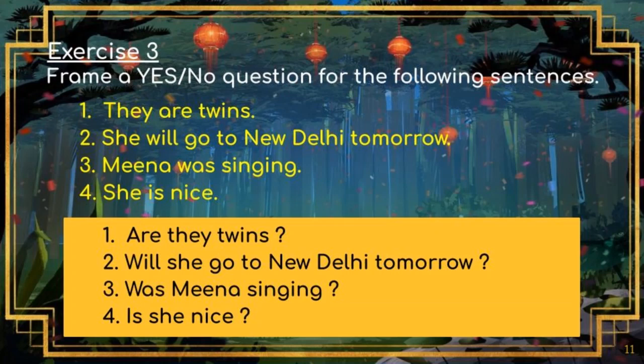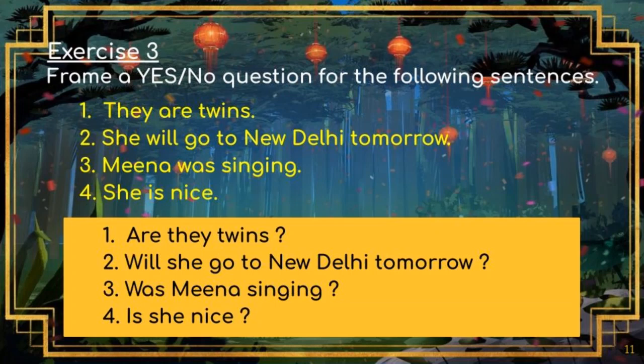Which is the verb in the given sentence? That is "are". The next step is to move the verb before the subject. That means you want to change the positions of verb and subject. Look at the answer given inside the box. Are they twins? At the end of the sentence, just put a question mark.